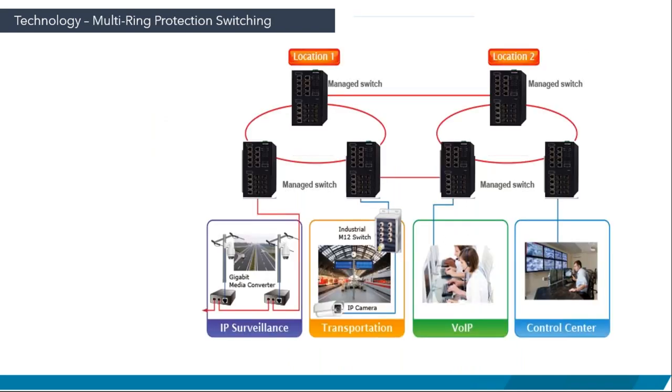What we saw was a single ring, and what we see here is a dual ring. D-Link industrial switches also support dual ring architecture. It will give subsequent failover: if one of the links fails, another link will take over, whether it is multi-location or single location connectivity. It will give continuous connectivity to IP surveillance, transportation, VoIP, or the command and control center, so that edge devices are always connected to the main devices in the command and control center.